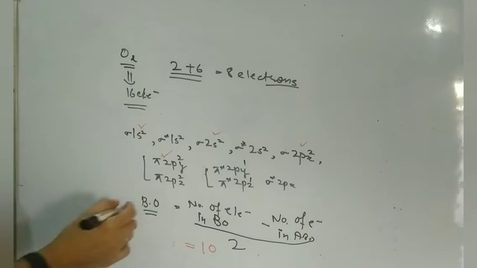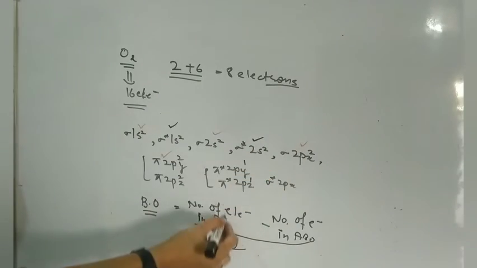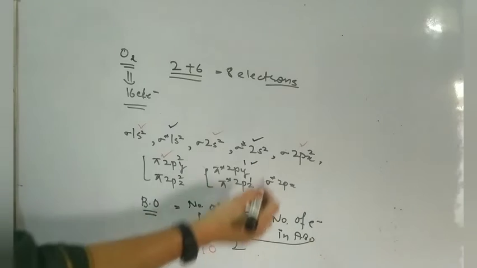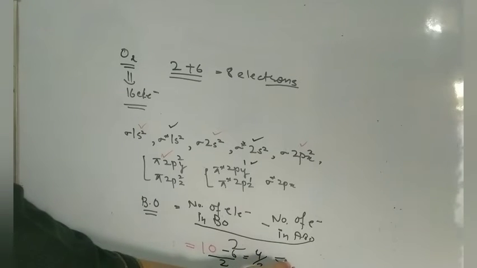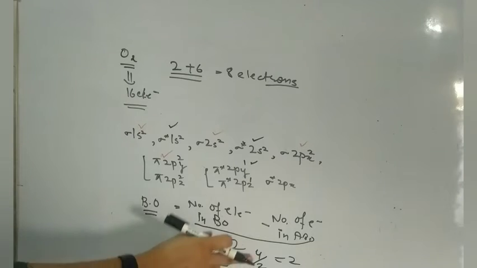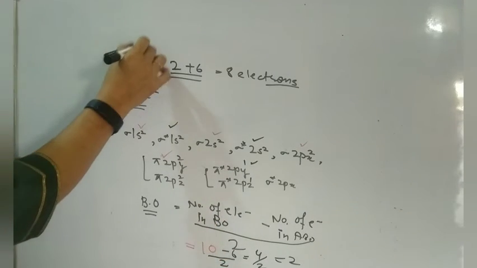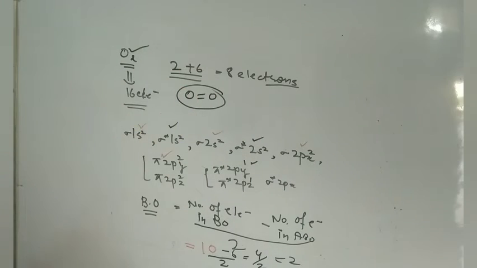Okay, and anti-bonding 2, 4, 5 and 6. 10 minus 6 divided by 2, 4 divided by 2. Here we are having 2 bond order. That means oxygen and oxygen carries a double bond according to bond order.